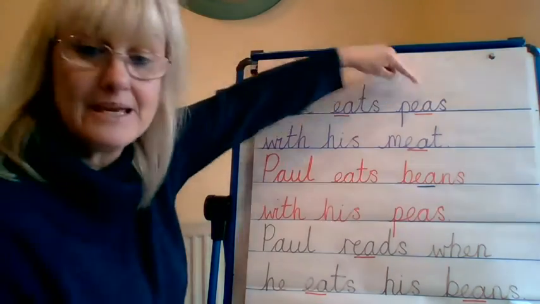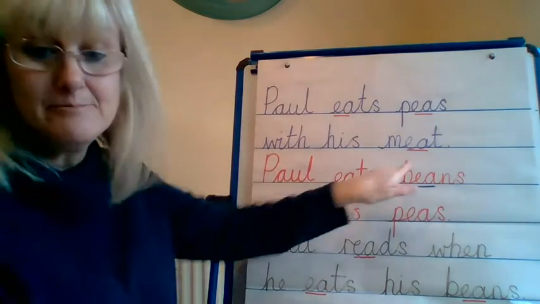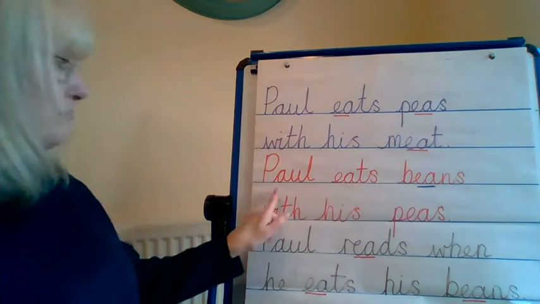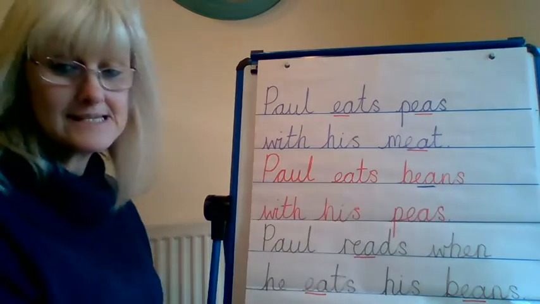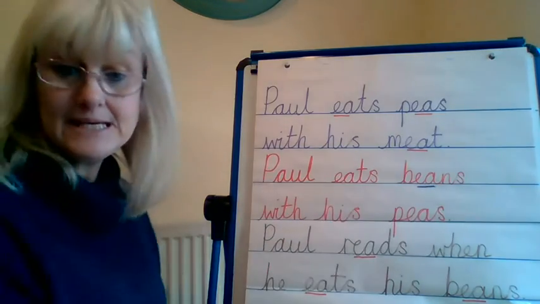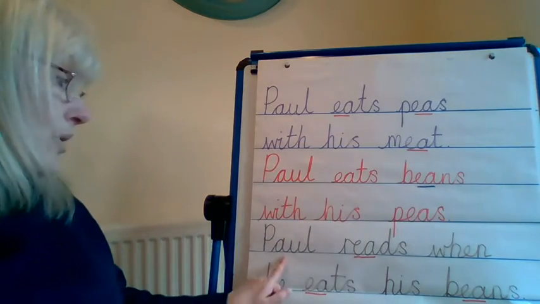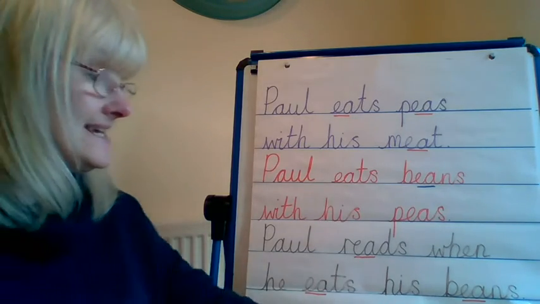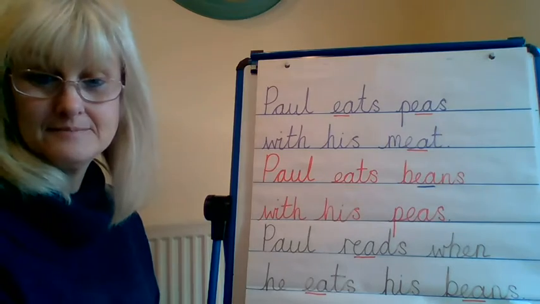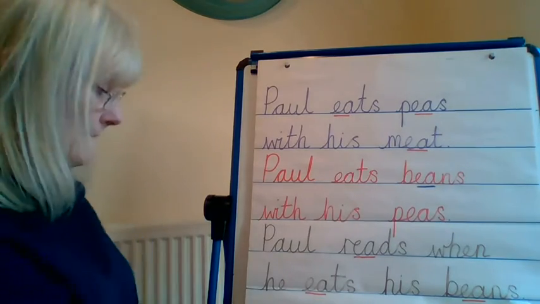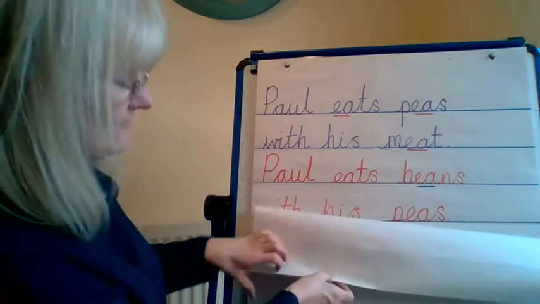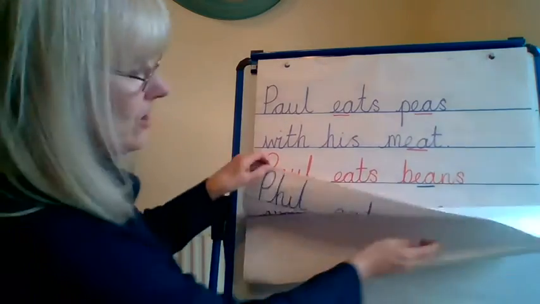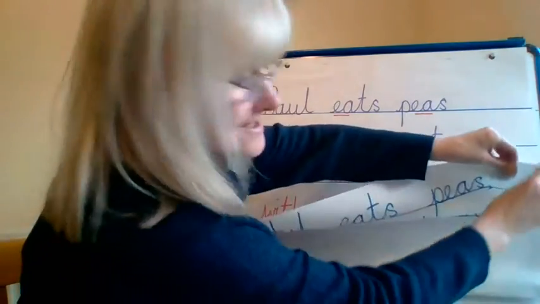So, read with me. Paul eats peas with his meat. Paul eats beans with his peas. Paul reads when he eats his beans. Okay, one more. Let's see if you can spot what the substitution is this time.